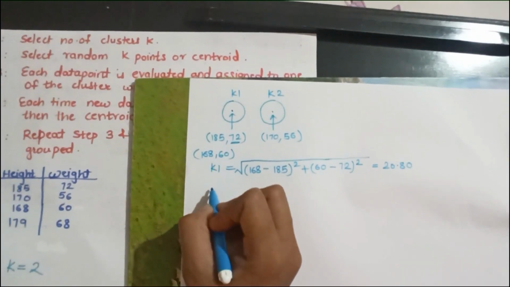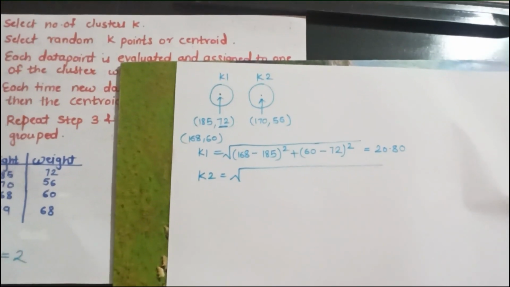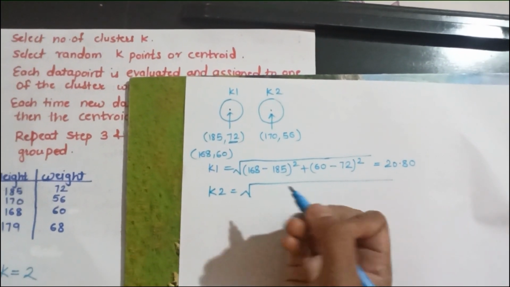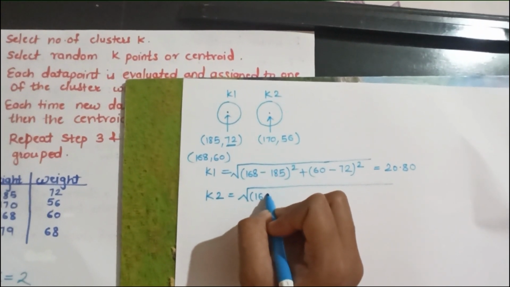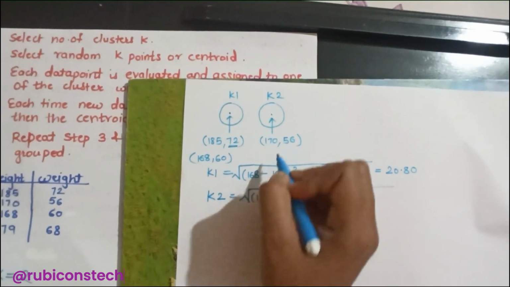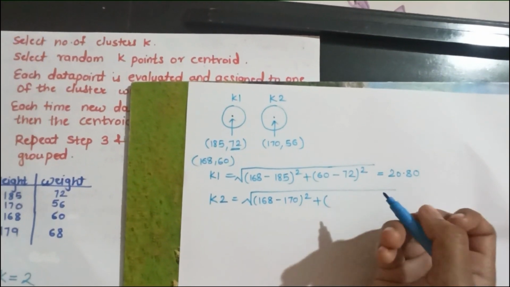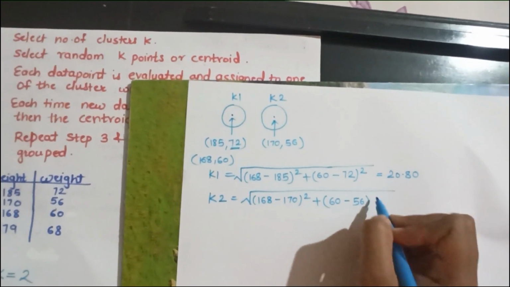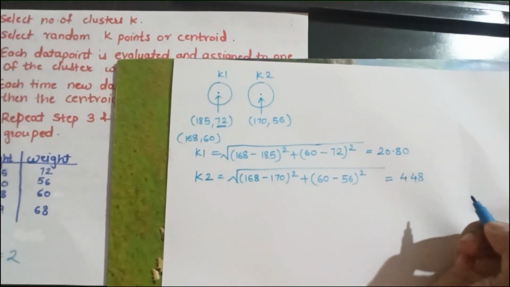20.80. Now similarly we will calculate the Euclidean distance for cluster 2. Here your observed value will be the same, only your centroid value will change because it is cluster 2. So observed value of height is 168 itself, minus centroid value of cluster 2, that is 170, whole square, plus observed value of weight, that is 60, minus centroid value, that is 56, whole square. After solving this, you get the value as 4.46.